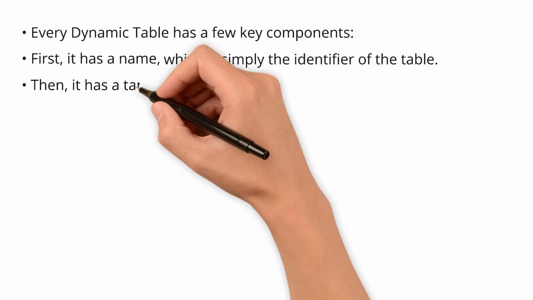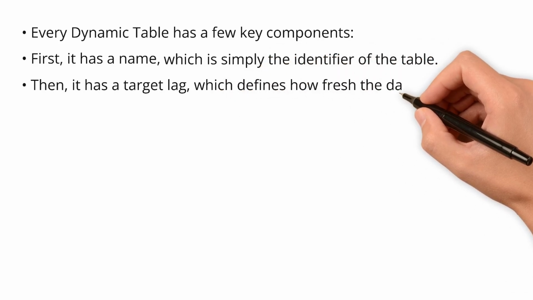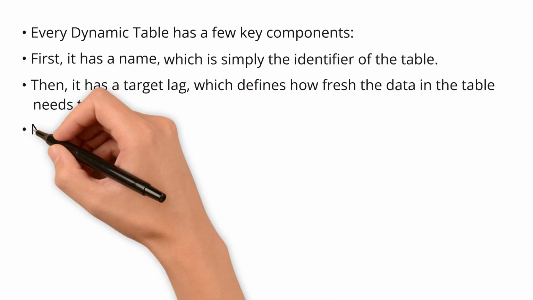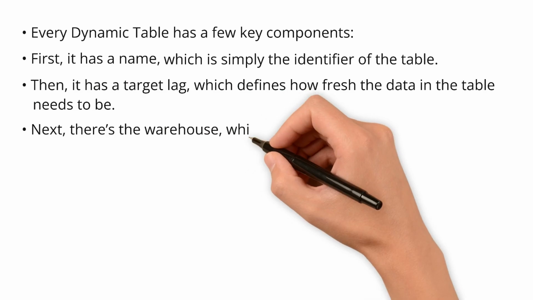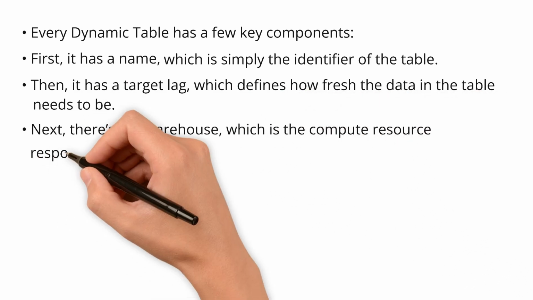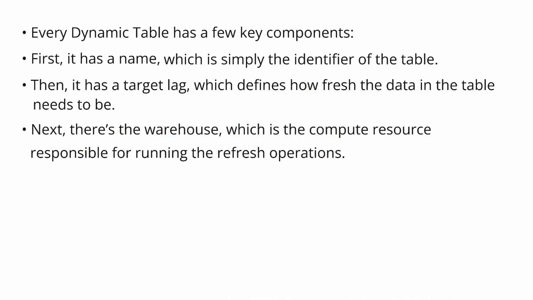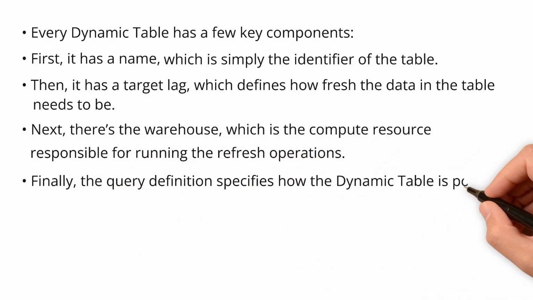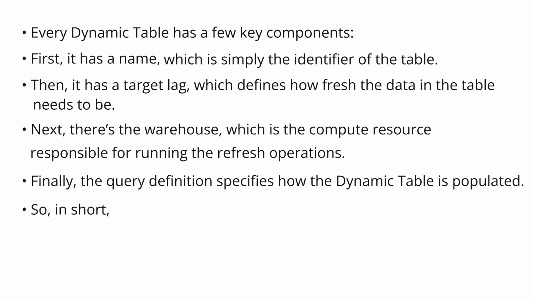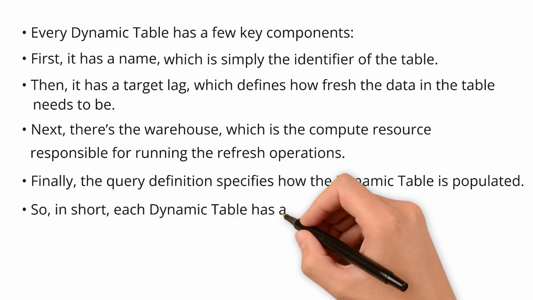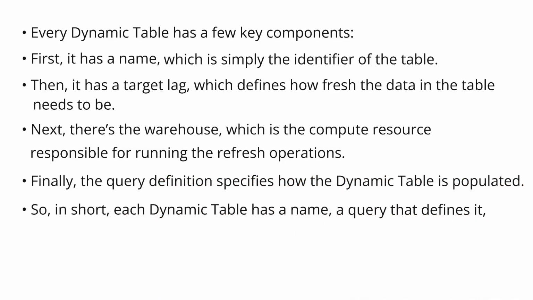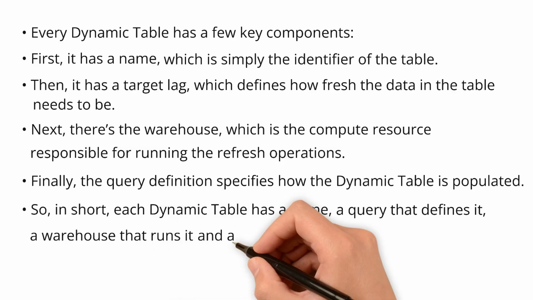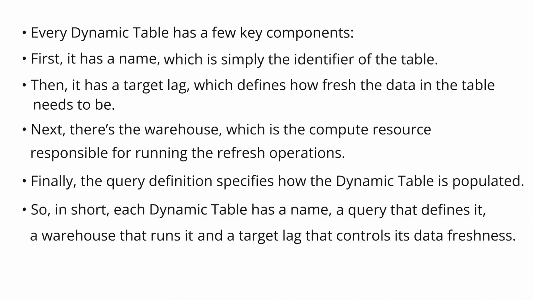Then, it has a target lag, which defines how fresh the data in the table needs to be. Next, there's the warehouse, which is the compute resource responsible for running the refresh operations. Finally, the query definition specifies how the dynamic table is populated. So, in short, each dynamic table has a name, a query that defines it, a warehouse that runs it, and a target lag that controls its data freshness.